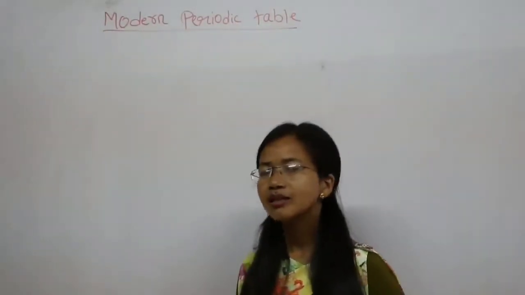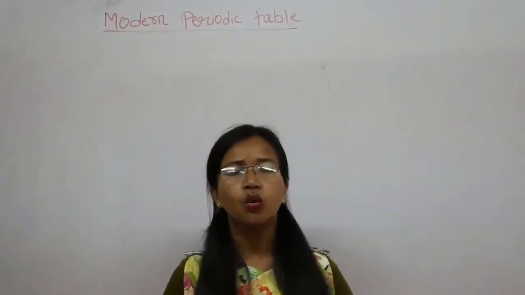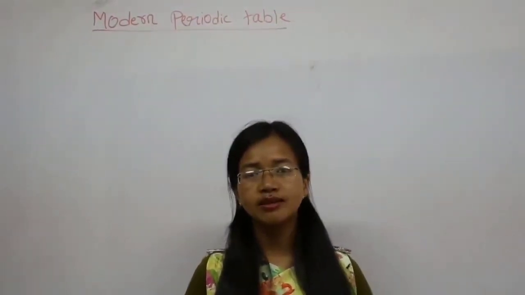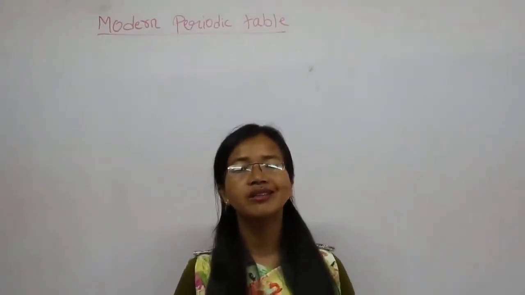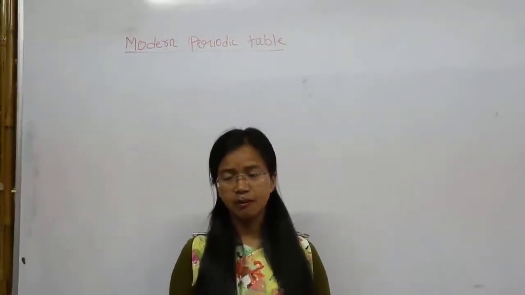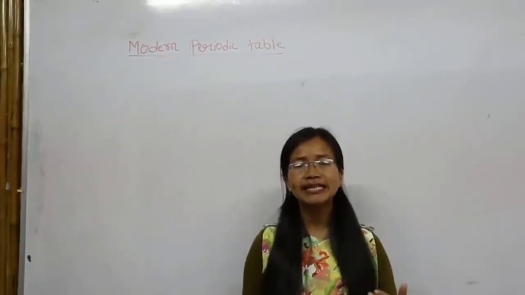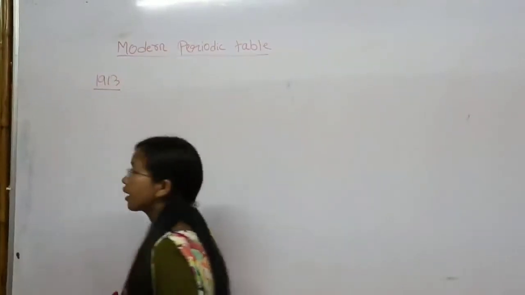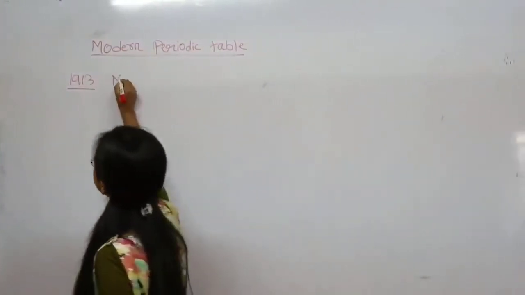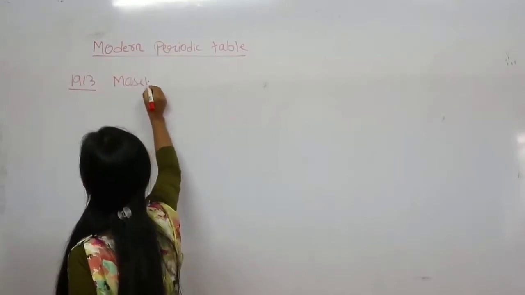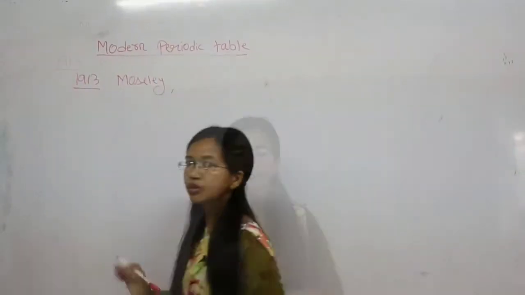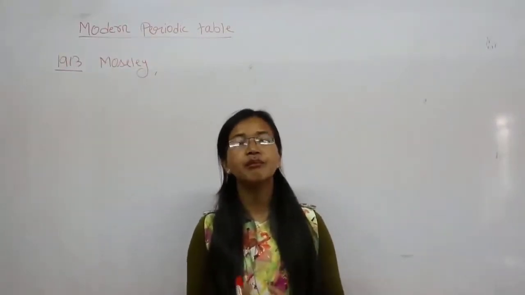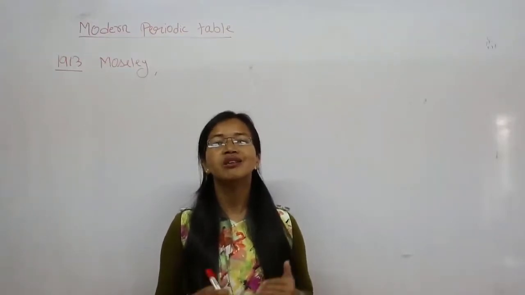So till now all the classifications were based only on atomic masses, right? Where the elements are arranged in the order of their increasing atomic masses. Now let's go ahead to 1913, where scientists proved that atomic number is a more fundamental property than atomic masses.